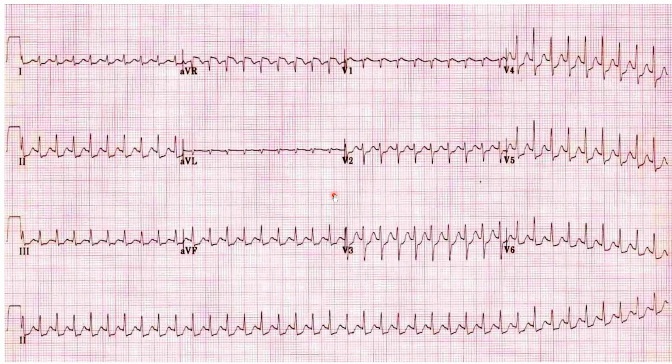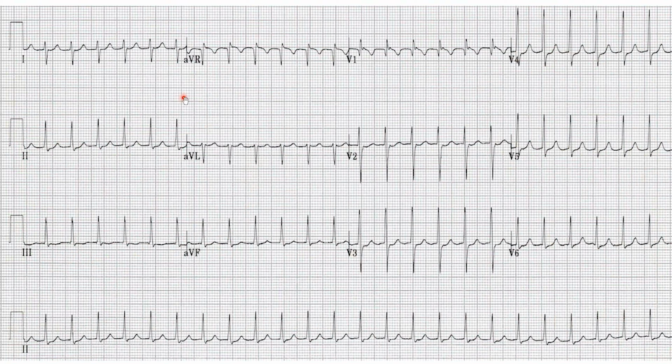In some of the ECGs, you will be able to see an inverted P wave, especially in the inferior leads: lead 2, 3, and AVF. I'll show you another example.